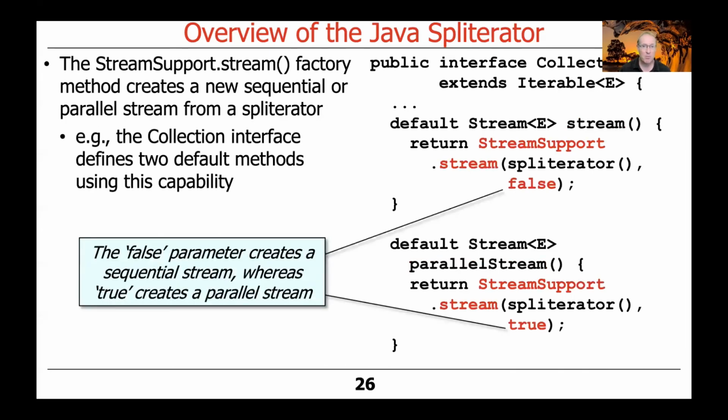And the way it does it is both of these methods, both stream and parallelStream, use the underlying StreamSupport.stream factory method. They both are passed in a spliterator, but the stream method in Collection is passed false as the second parameter to StreamSupport.stream, whereas the parallelStream method passes true. And as you might guess, the second parameter is a boolean that's used to indicate whether to make a sequential or a parallel stream. So if it's passed false, it says make a sequential stream. If it's passed true, it says make a parallel stream.